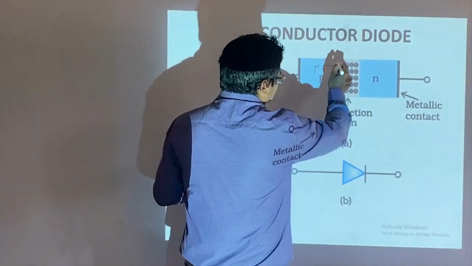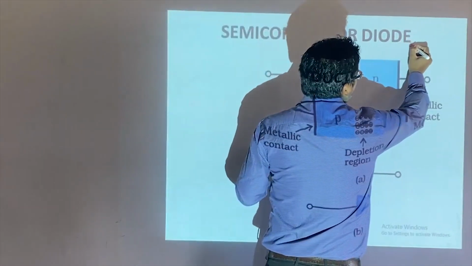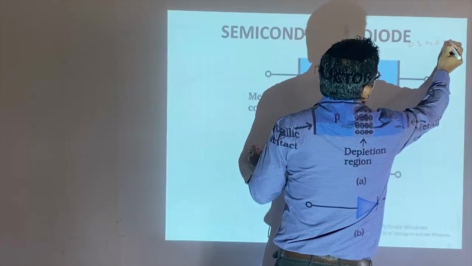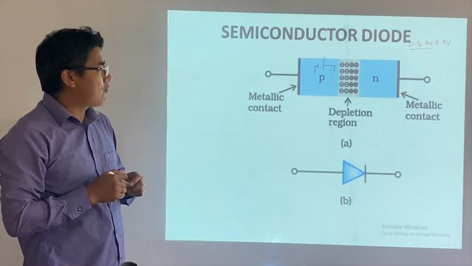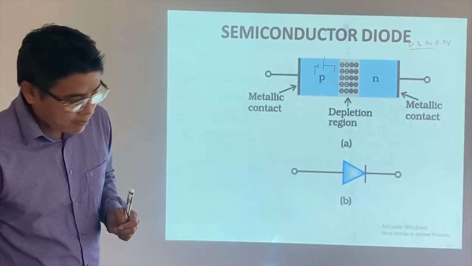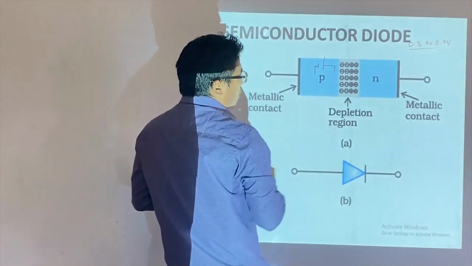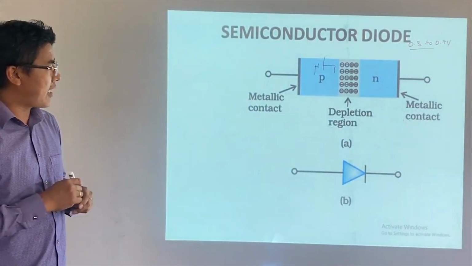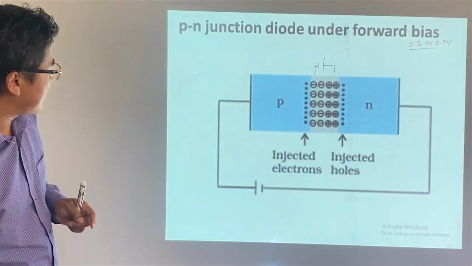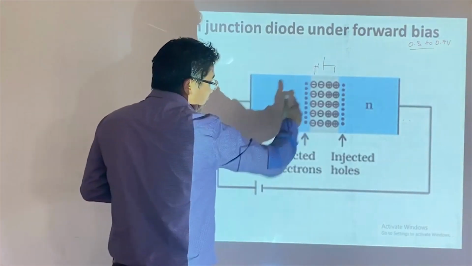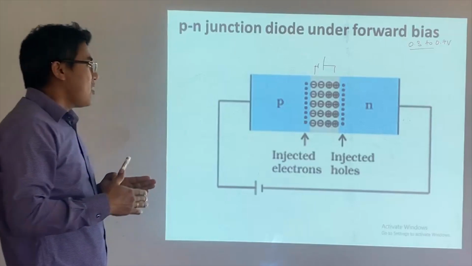Last class we said that this potential barrier is 0.3 to 0.7 volt. 0.3 is for germanium, 0.7 is for silicon. So this is the potential barrier. What happens if I apply a forward bias? This potential is going to reduce. Negative potential decreases and positive potential decreases, that means that the depletion region is going to decrease.